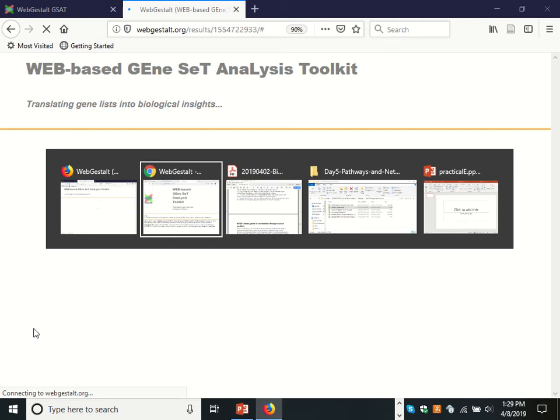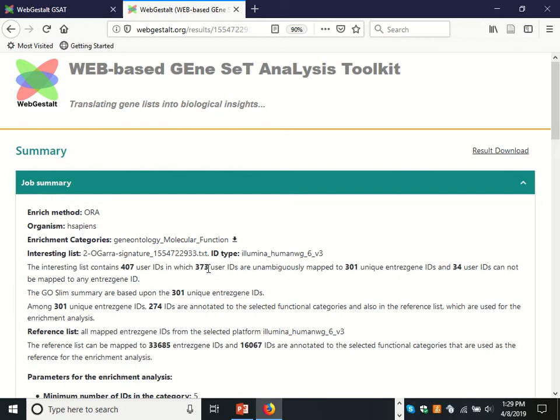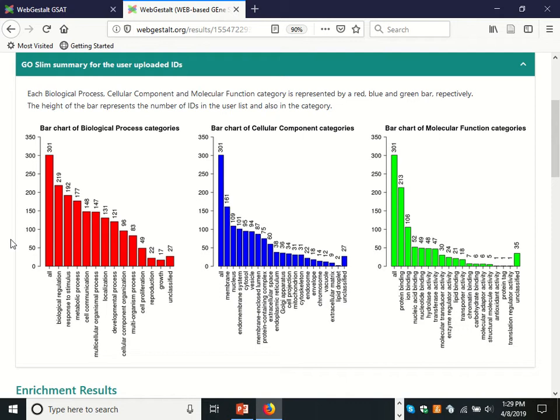Ah, so much better. Look at this. All right, so our job summary showed probe IDs, of which 373 mapped, mapping to 301 genes. Great. So yes, Firefox was very helpful for us in this case. If we look at the GOSlim summary, we get back these three plots. So we can see that we're not using all of the GO categories here. The number of GO categories in each of these hierarchies is a very, very large number. Instead, it's just going down to one level of complexity. So we have biological regulation, response to stimulus, metabolic process, cell communication, etc.